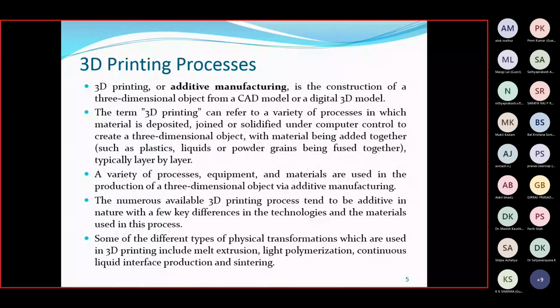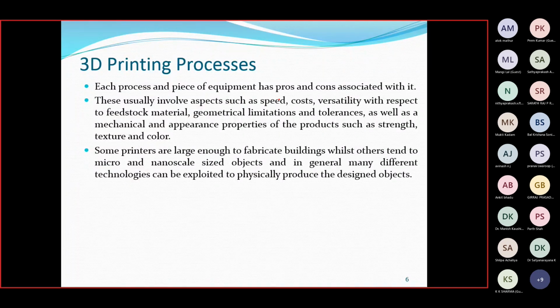Some of the different types of physical transformation used in 3D printing include melt extrusion, light polymerization, and continuous liquid interface. We will learn how they are different from each other, and how one process works and another is different. And remember, all the processes and pieces of equipment have their own pros and cons associated with them. So you have to judge. If you have knowledge of all the processes, then you have to judge which process is going to fit more accurately in your own 3D printing or 3D object creation.